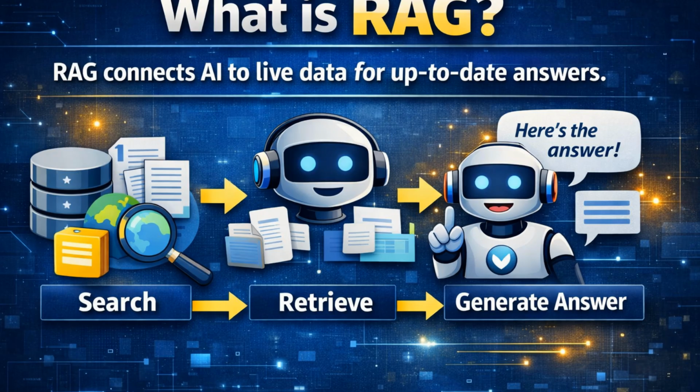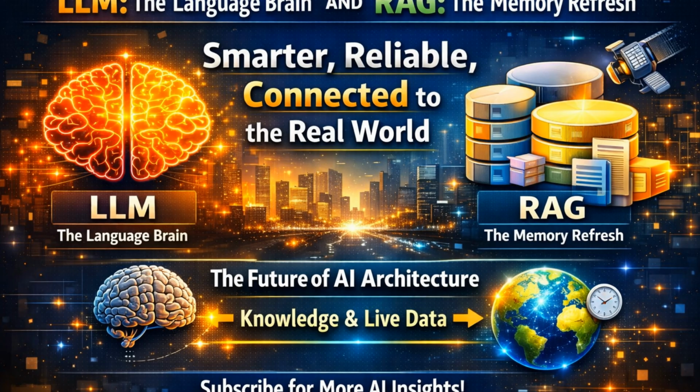What is RAG? RAG means Retrieval Augmented Generation. Imagine asking a question. Instead of guessing from memory, the AI searches a database or the web, retrieves the latest information, and then uses the LLM to generate a clear answer. It's like combining Google search with ChatGPT in one system.